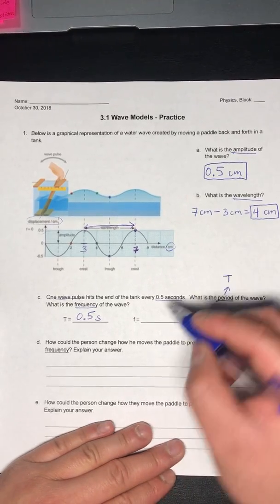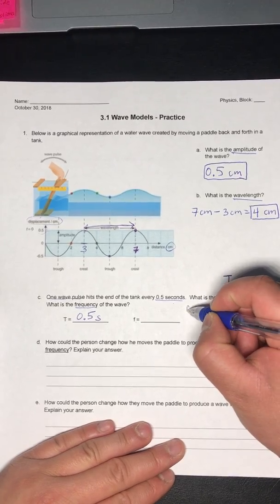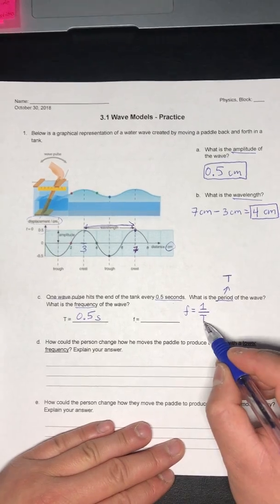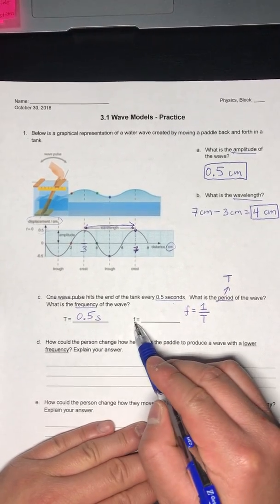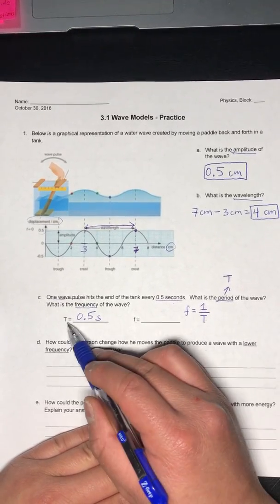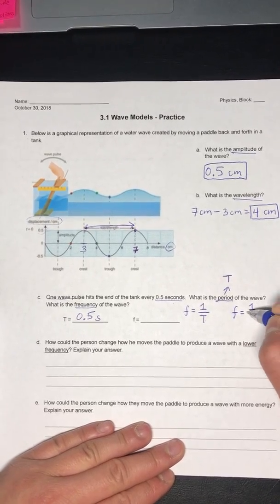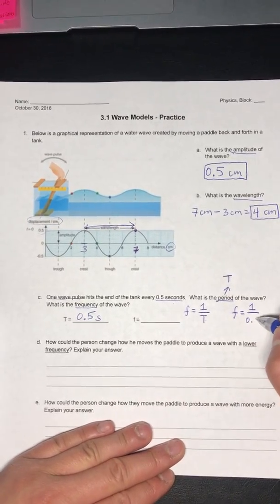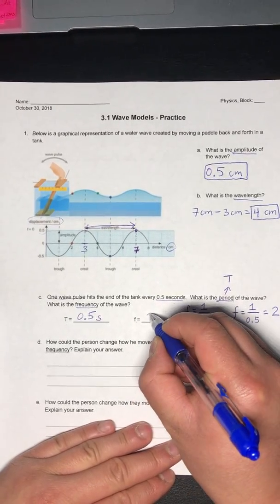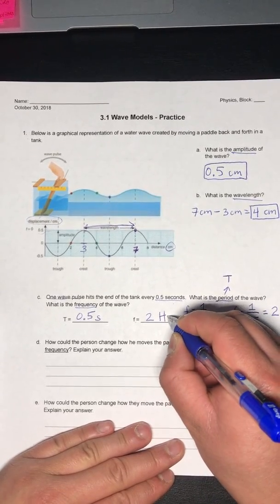Remember, there's a mathematical relationship between period and frequency. That mathematical relationship is lowercase f is equal to 1 divided by T, the period. Do we have the period, T? Yes, we do. Do we have the frequency, lowercase f? No, that's what we want. So let's plug in T, which we have. F is equal to 1 divided by T. T is 0.5 here. So if you use your calculator, the answer is 2. So lowercase f, frequency, is 2. And what are the units for frequency? They are hertz. Capital H, lowercase z.